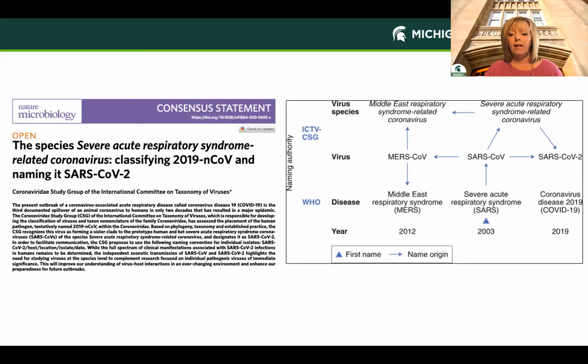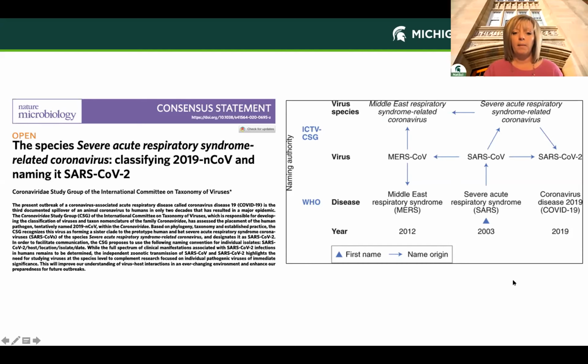The virus itself is called SARS CoV-2 or SARS coronavirus 2. It is very highly related to the SARS coronavirus that led to a pandemic in 2003. So that's how the virus has been named.